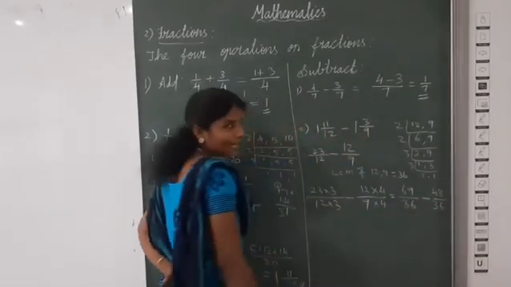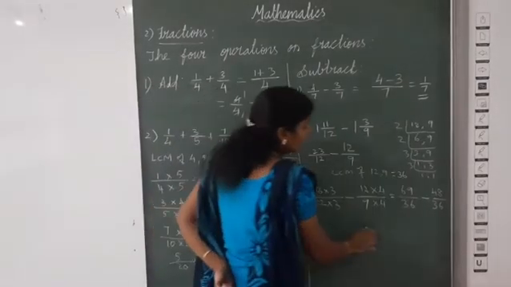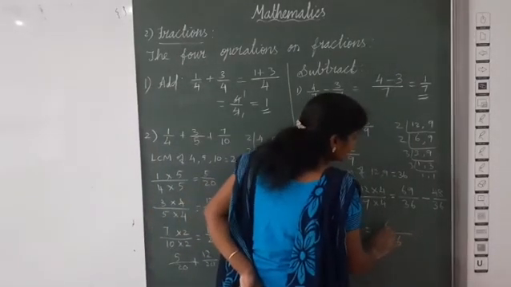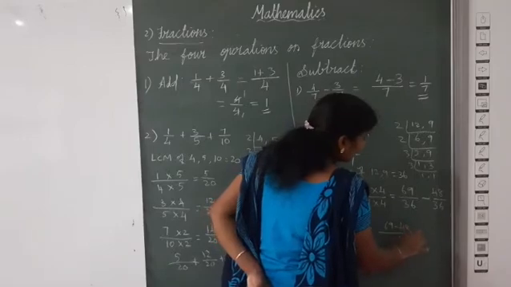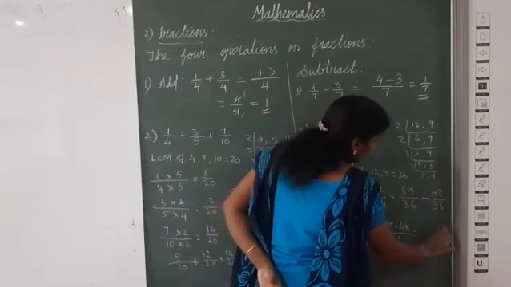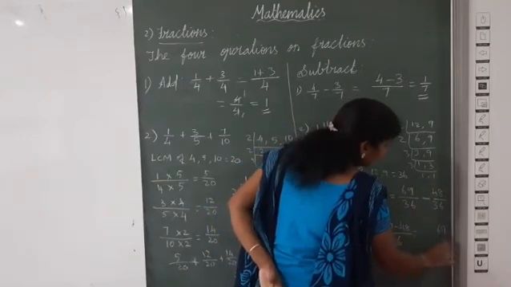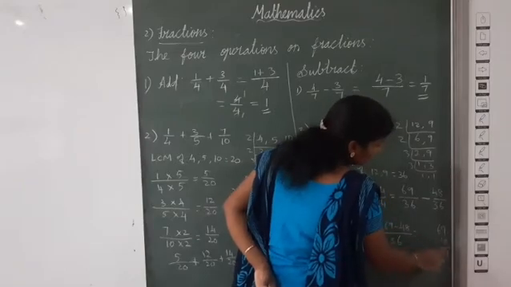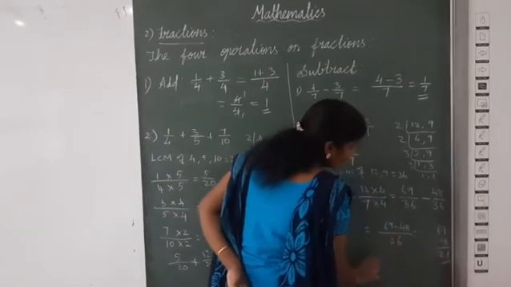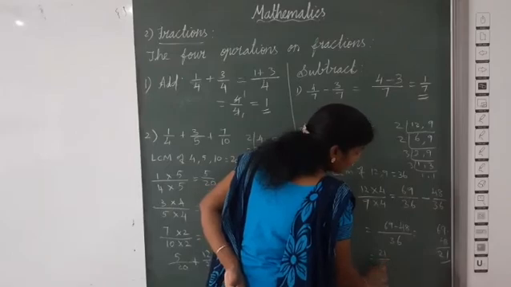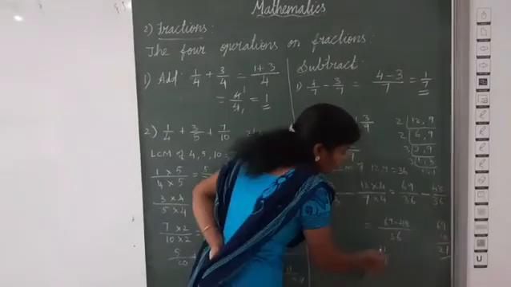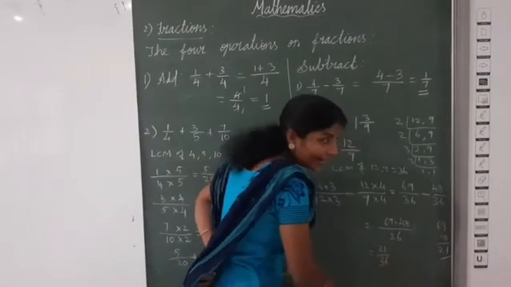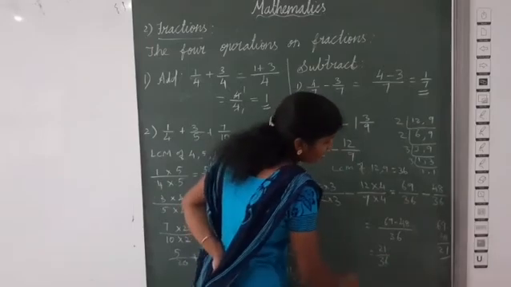We have the same denominator, so we can write 36, 69 minus 48. 9 minus 8 is 1. 6 minus 4 is 2. So 21 by 36. 21 by 36, we can write in simplest form, isn't it?